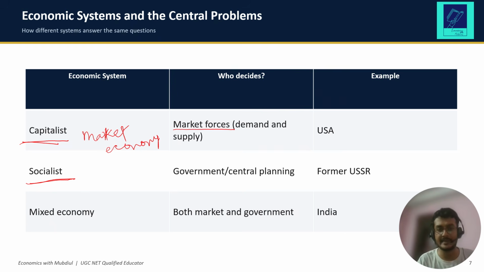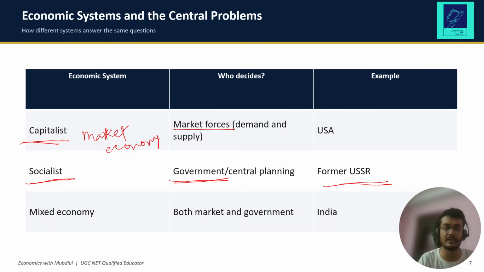Now let us look at the second system, that is the socialist economy. Here the government plays a major role. Instead of private companies deciding everything, the government plans the production. It decides what should be produced, how much, where, and how goods should be distributed. These slides mention the former USSR as an example. In such systems, the government attempted to ensure that essential goods and services were available according to the central plans rather than the market demand.